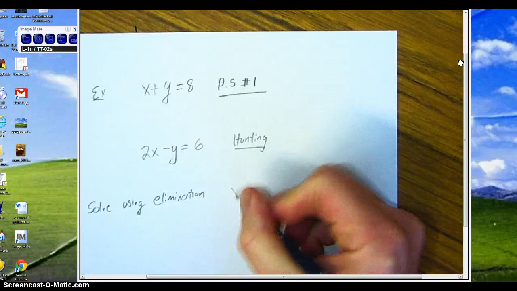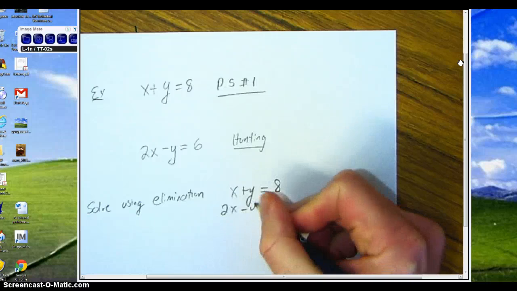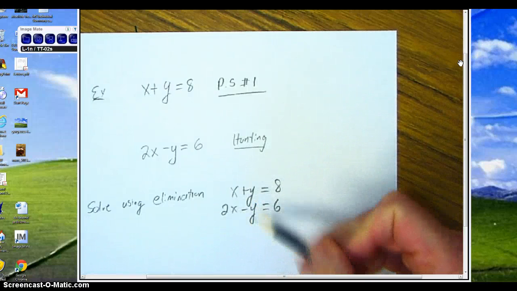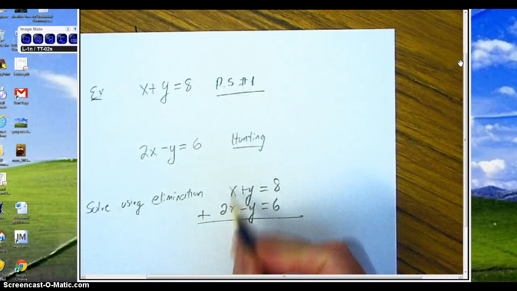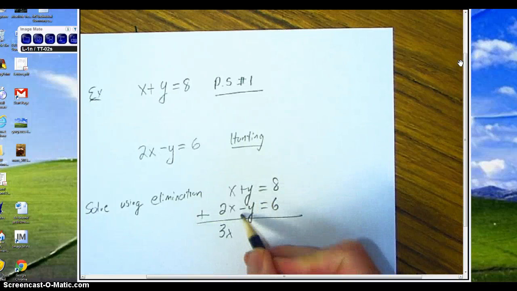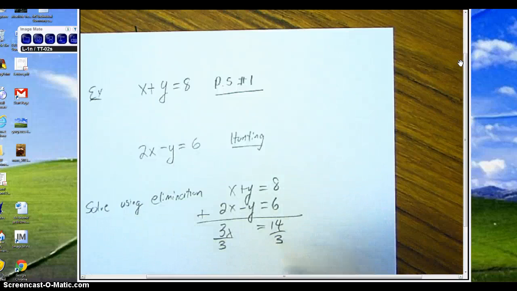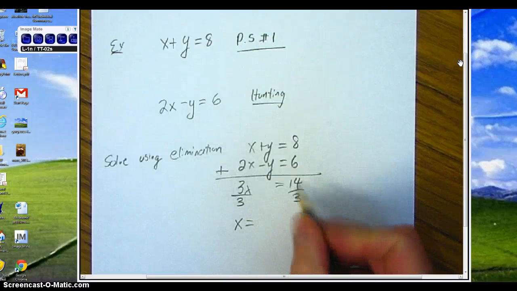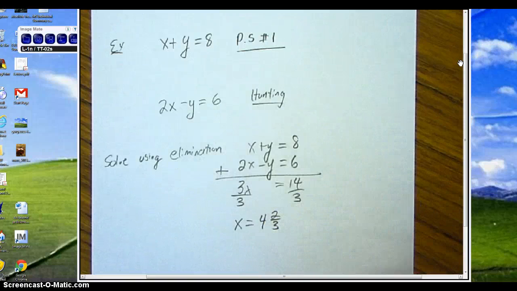So what I would do is rewrite them and line them up, and what do I notice? I notice that these y's would cancel if I used elimination. So I'm just going to add these equations, and I'm going to get 2x plus x is 3x, the y's cancel, equals 8 plus 6 is 14. Now I'm going to get a number that's not very nice. I'm going to get a fraction. So x is equal to 14 thirds, which is 3 goes into 14, 4 and 2/3 times.